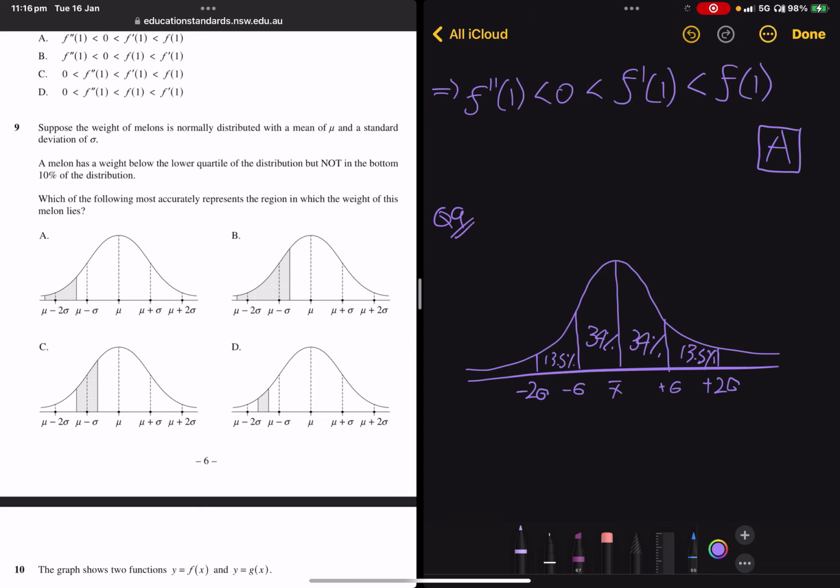So we're told above the bottom 10%, so down here we have about 2.5%, up here we have about 2.5%. So the 10th percentile is about here. But we're told below the lower quartile, well that's the 25th percentile, and that's about here, given that the peak in this case is the median. So we're going to have a range that looks something like this. Then we're just trying to identify from the possible regions that we've been given which one is the correct one. Well, it's definitely C. C is our answer.